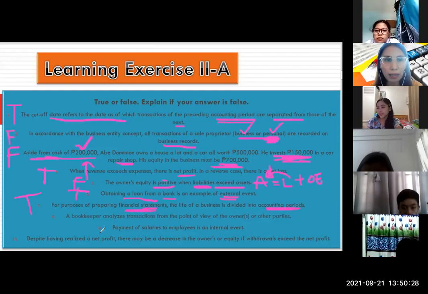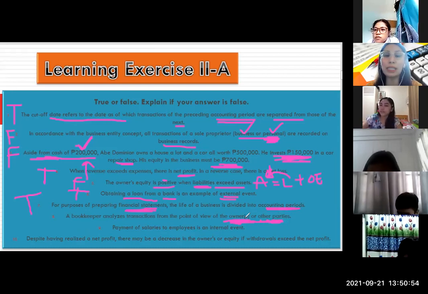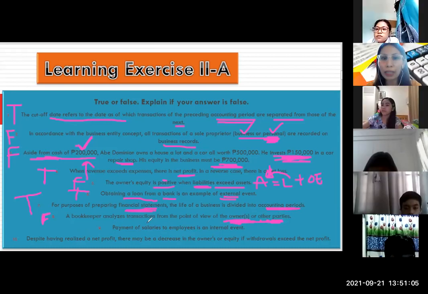Okay, number 8, Ms. Bianca. A bookkeeper analyzes transactions from the point of view of the owner or other parties. True or false? Is it true for number 8? For the owner point of view and other... not other parties. Point of view ng owner and business lang. False. A bookkeeper analyzes transactions from the point of view ng owner and the business and not to other parties.